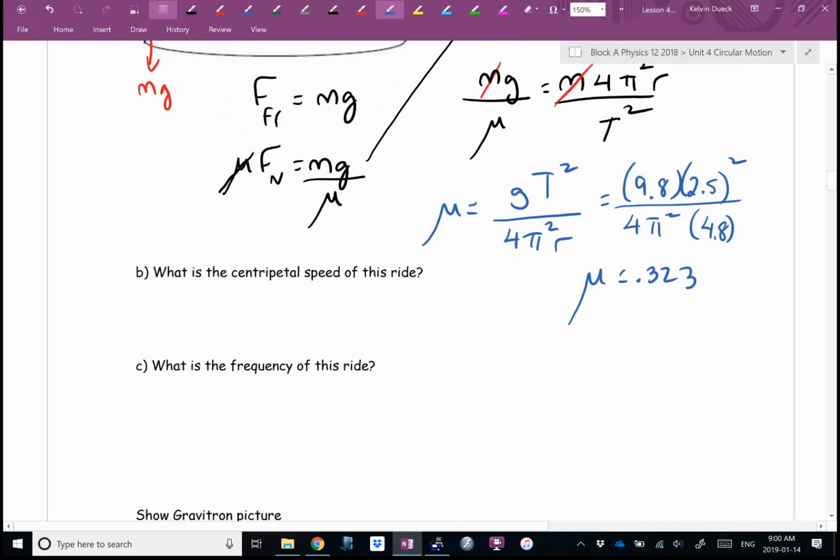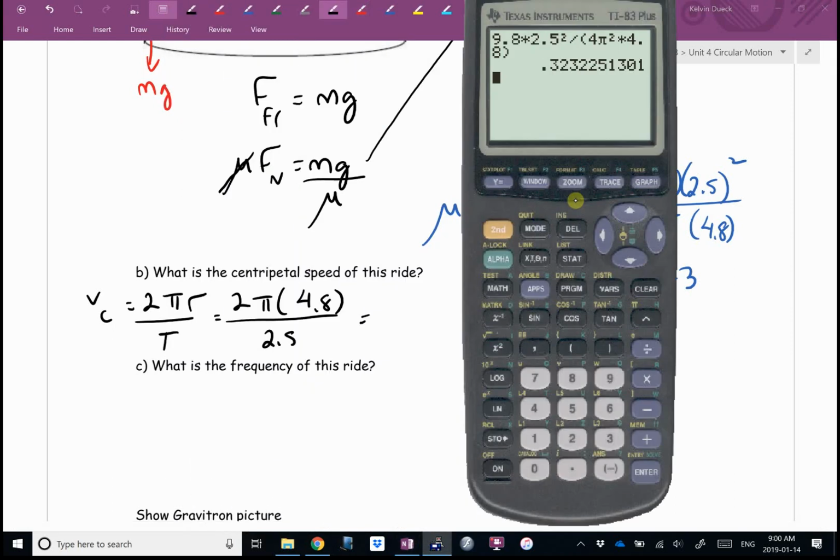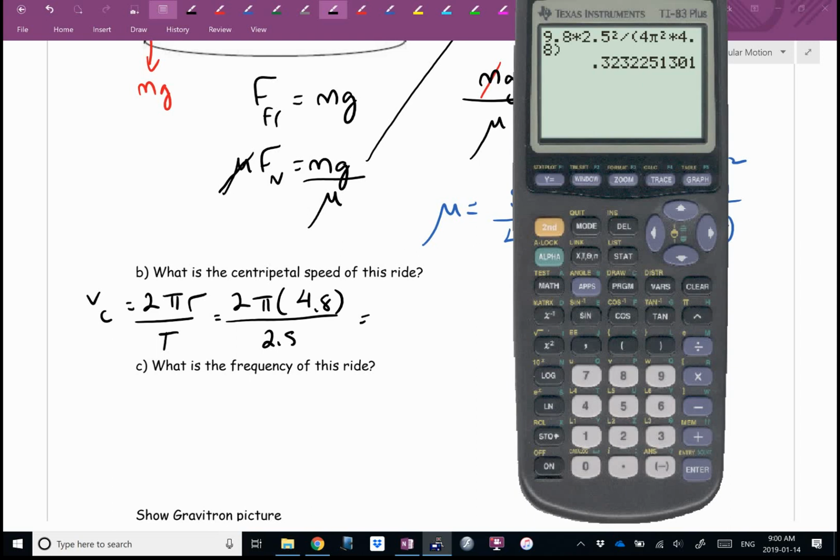Samira, what's part B want me to find? Centripetal speed, that's vC. That is on your equation sheet. It was distance over time. Oh, it was the circumference. It was 2 pi r over the period. It's going to be 2 pi times 4.8 over 2.5. How fast are we traveling sideways, tangent to the radius? 2 pi times 4.8 divided by 2.5, 12.1 meters per second.